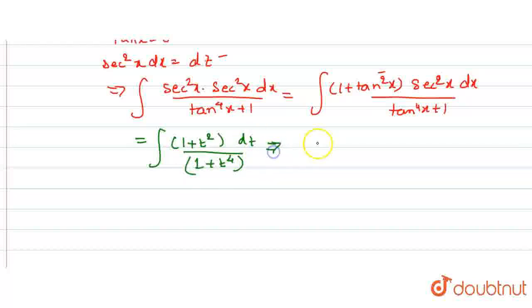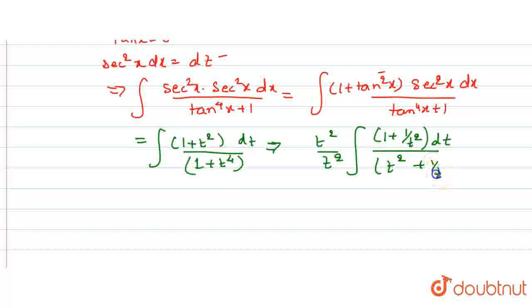So take t square common from both sides. We are taking t square common from both the numerator and denominator. So we get 1 plus 1 by t square into dt divided by t square plus 1 by t square. Okay, so this is our equation. Now this t square gets cancelled, so we get our equation as follows: 1 plus 1 by t square into dt divided by t square plus 1 by t square.